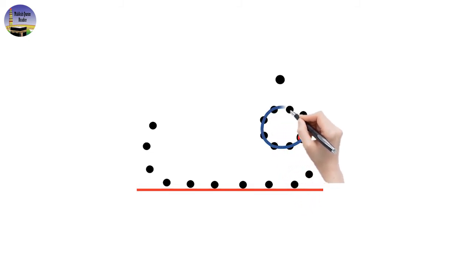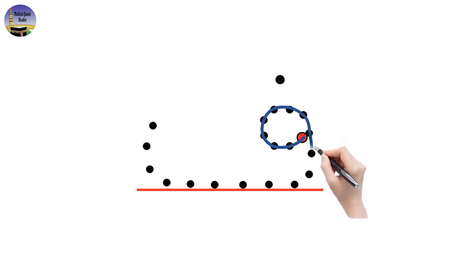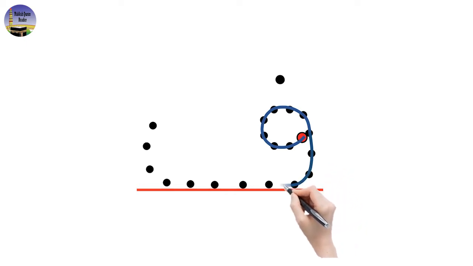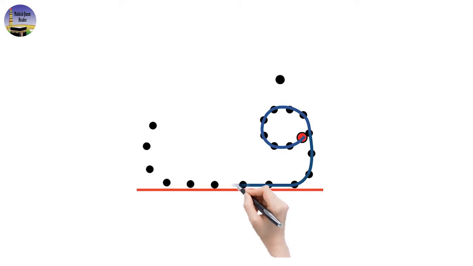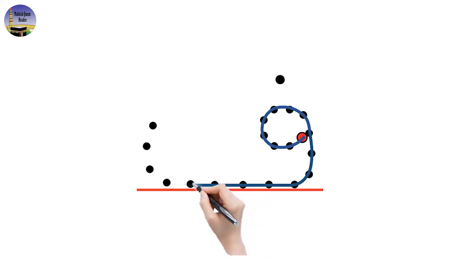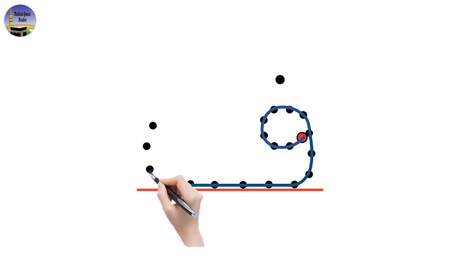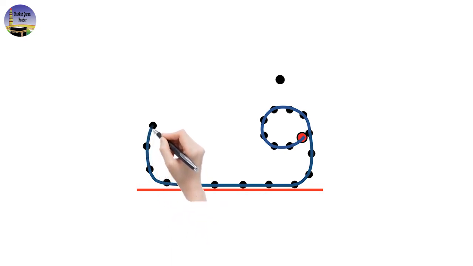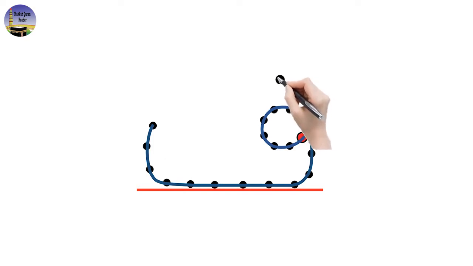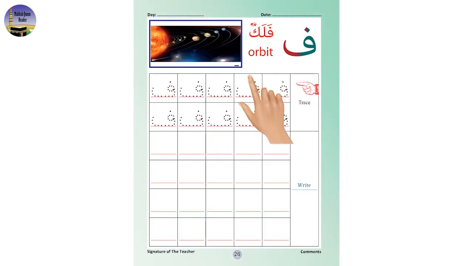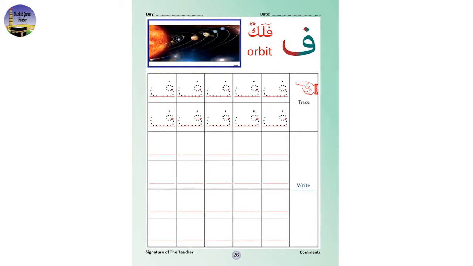Make a small circle. Make a curve. Touch the red line. Then go left. Make a small curve. And give one dot above the letter. Fa. Fa for falakun. Falakun means orbit.